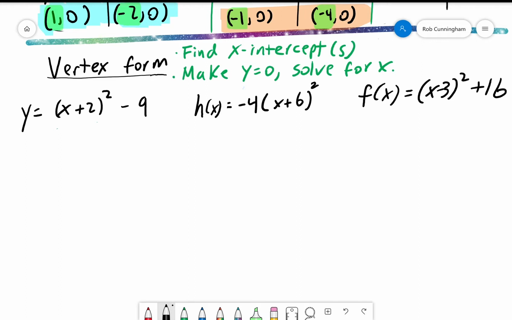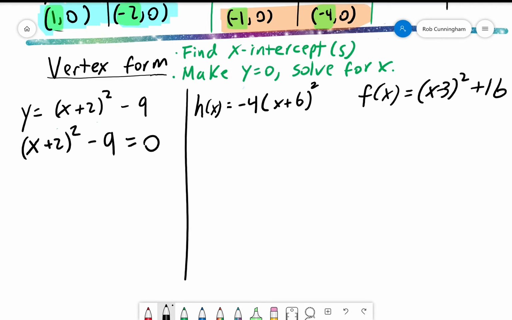So again, we're going to make y equals 0. We get (x + 2) squared minus 9 equals 0. And just like an ordinary equation, I'm going to start from the farthest away point from the x, and I'm going to work my way in. Basically, I'm doing order of operations, but I'm doing it in reverse. In regular order of operations, the very last thing you do is addition and subtraction. So if I'm going to undo things, I'm going to start with addition and subtraction. I'm going to add 9 to both sides.